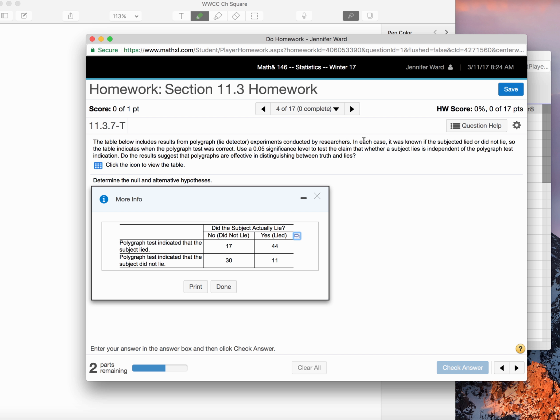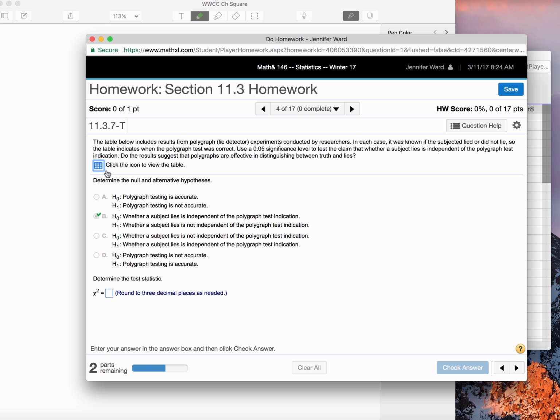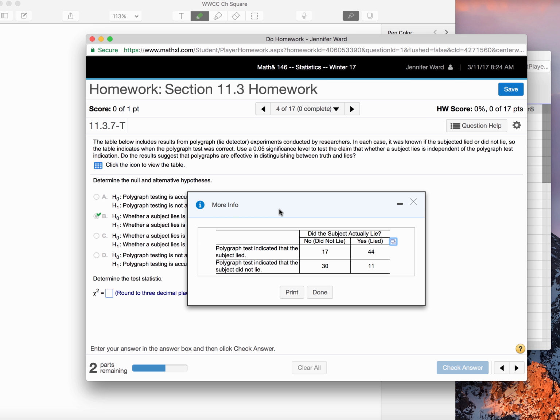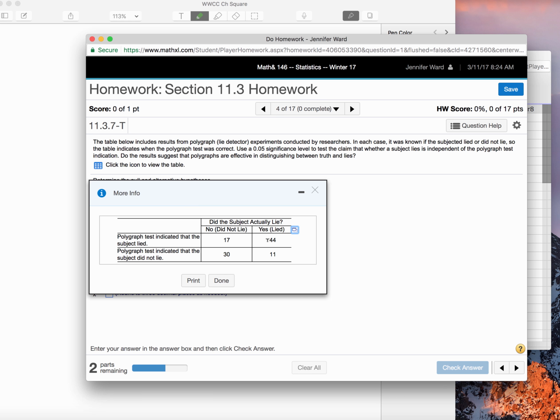So one of the key words in this problem is the word independent. When you see that word, you might think probability, but by the way the data are set up for us, I just clicked on this little box and it opened up. We see that we have a contingency table. So we have columns of did the subject actually lie, and they know that, no they didn't, and yes they did. And then the rows are the results of the polygraph test. So the polygraph test said that they lied and then that they didn't lie.